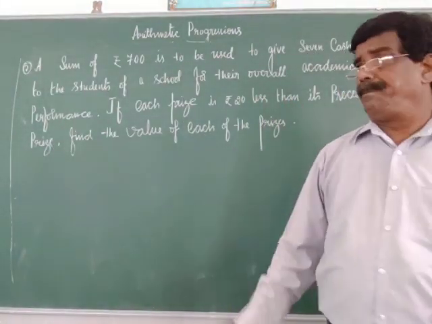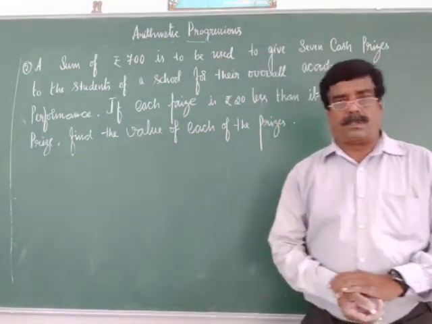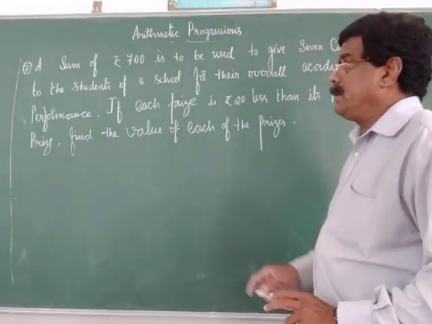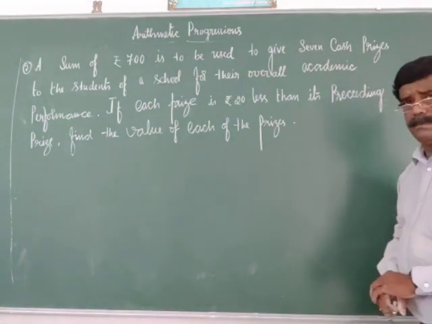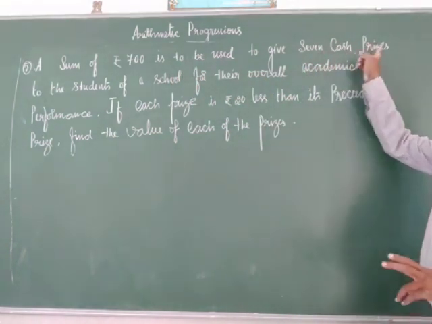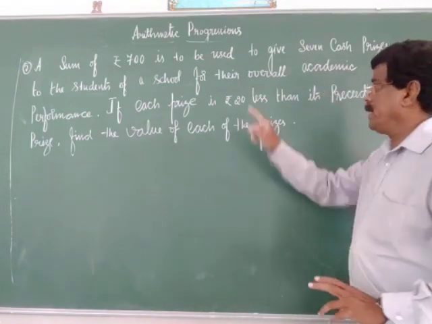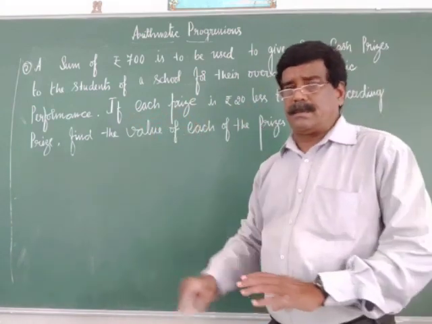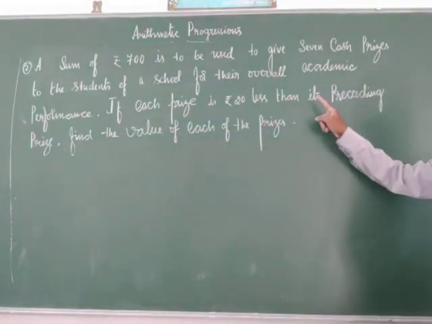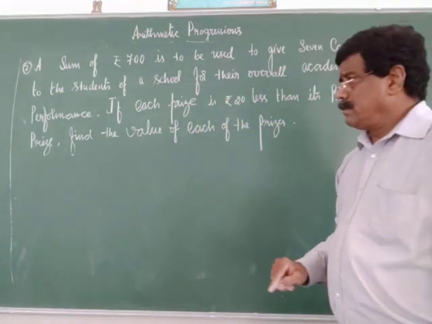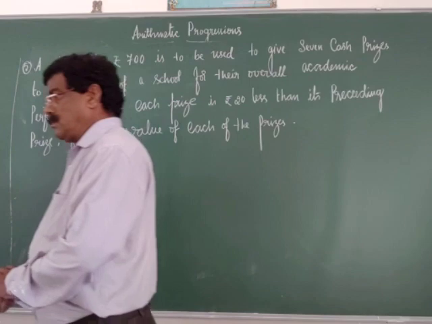Okay children, here is the next question for today. Again, this sum was taken from the textbook. You can see here, a sum of rupees 700 is to be used to give 7 cash prizes to the students of a school for their overall academic performance. If each prize is rupees 20 less than its preceding prize, find the value of each of the prizes. This is the question given.